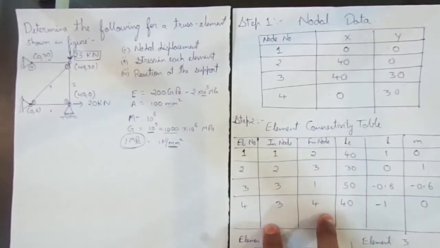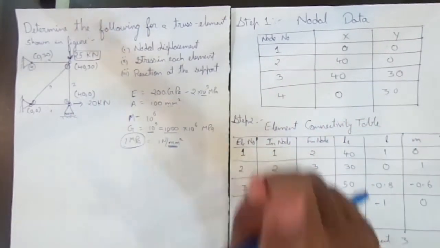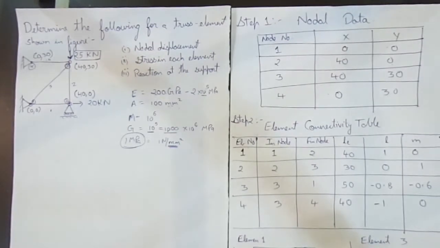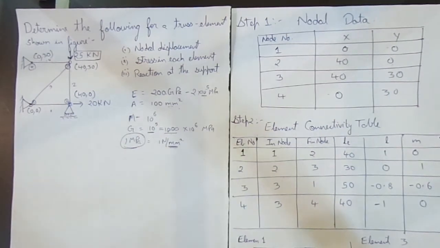So I hope these two columns are clear, right? Now let us see LE. Now we have seen the formula earlier. What is the formula? LE is equal to, yes, correct, square root of x2 minus x1 whole square plus y2 minus y1 whole square. Are you able to see the formula? No. So I have to shift page so that you can see.